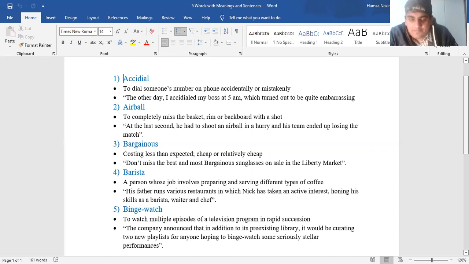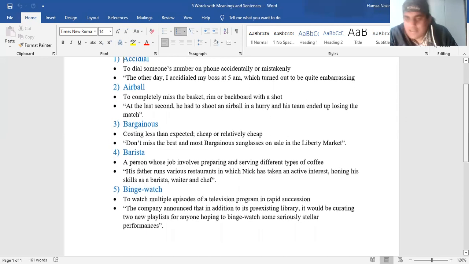For example, his father runs various restaurants in which Nick has taken an active interest, honing his skills. By honing, it means polishing or revamping his skills, tuning his skills. His father runs various restaurants in which Nick has taken an active interest, honing his skills as a barista, waiter, and chef. So that's the meaning of the fourth word.